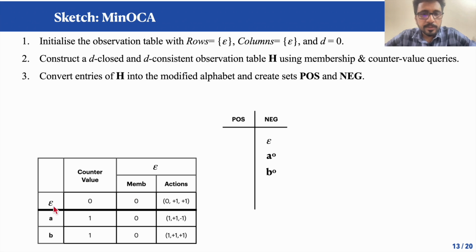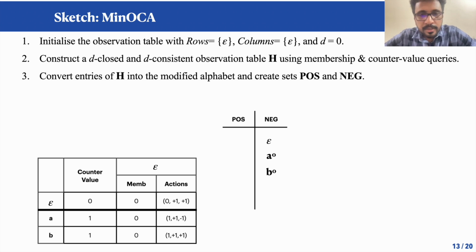So here epsilon is a word that is not accepted. So you have two sets, pos and neg. Pos will have the set of all accepting words and neg will have the set of all rejecting words. So here all words are rejecting. So you will convert every word into its modified alphabet. Epsilon will be neg, A will become A0, B will become B0. Okay. However, you do not have any accepting words in this table, so your pos will be empty. So the idea is now to find a separating DFA for the pos and neg.